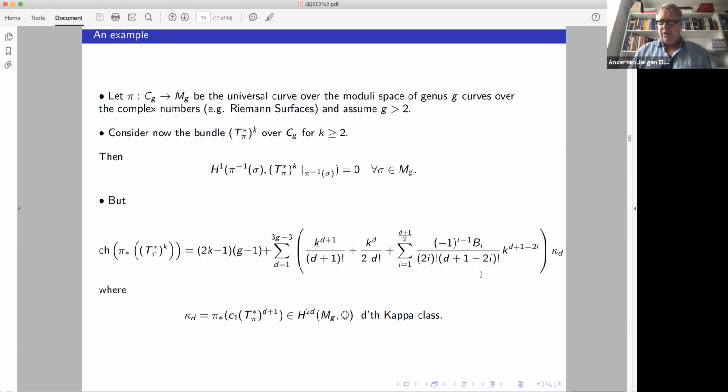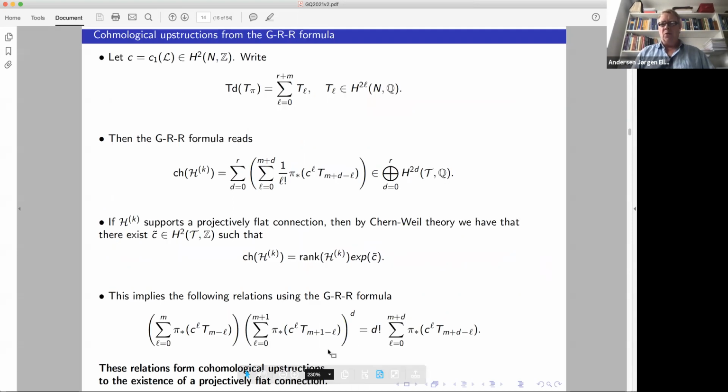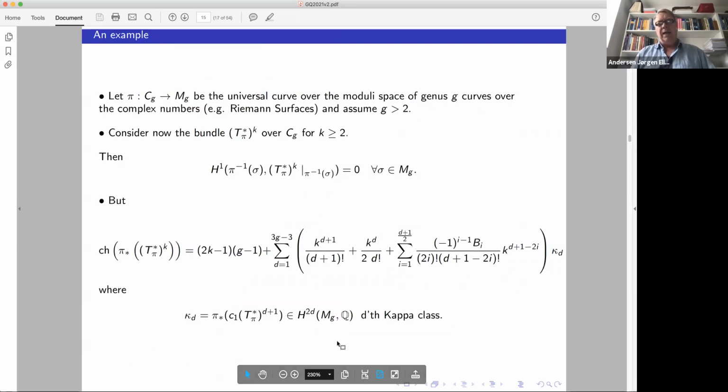And so these are coefficients, these are numbers, these are Bernoulli numbers. And right here you see the kappa classes. So these are the standard generators of the stable ring of the cohomology of the moduli space of curves. Now, these kappa classes are well known to be independent in degree less than g. They don't satisfy any algebraic relations. And so therefore, it is impossible for them to satisfy these algebraic relations. So you will not get a projectively flat connection in this push forward bundle here by this little example.